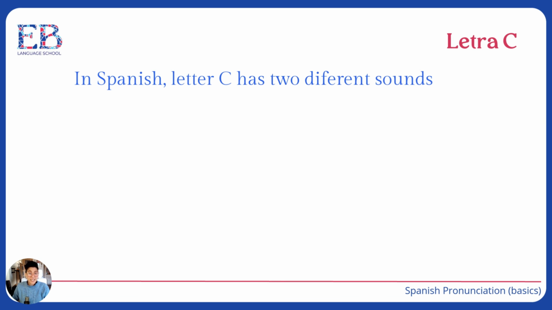So today we're going to see the pronunciation of the letter C in Spanish. In Spanish, letter C has two different sounds. That's why sometimes we say casa or we say cine. But how can we know if we have to produce the sound k or th? Let's see.